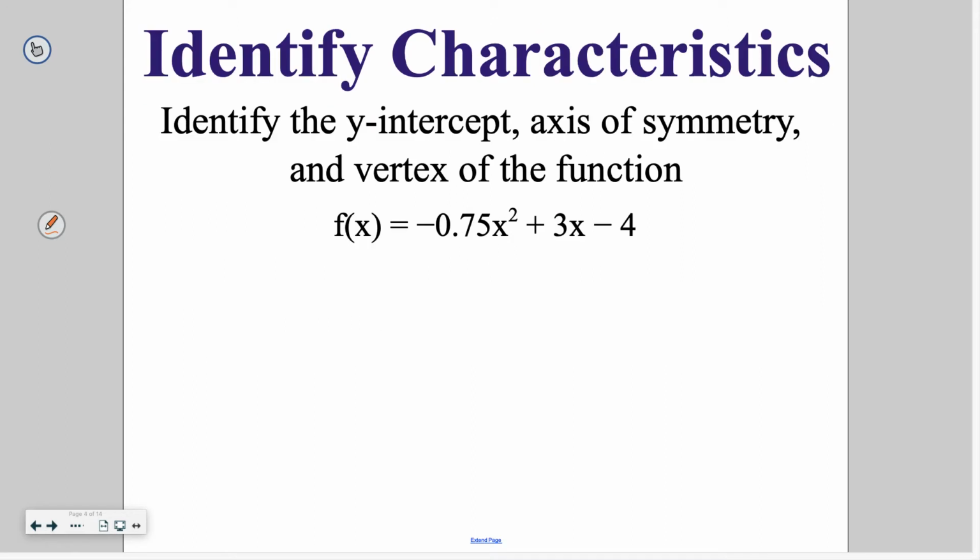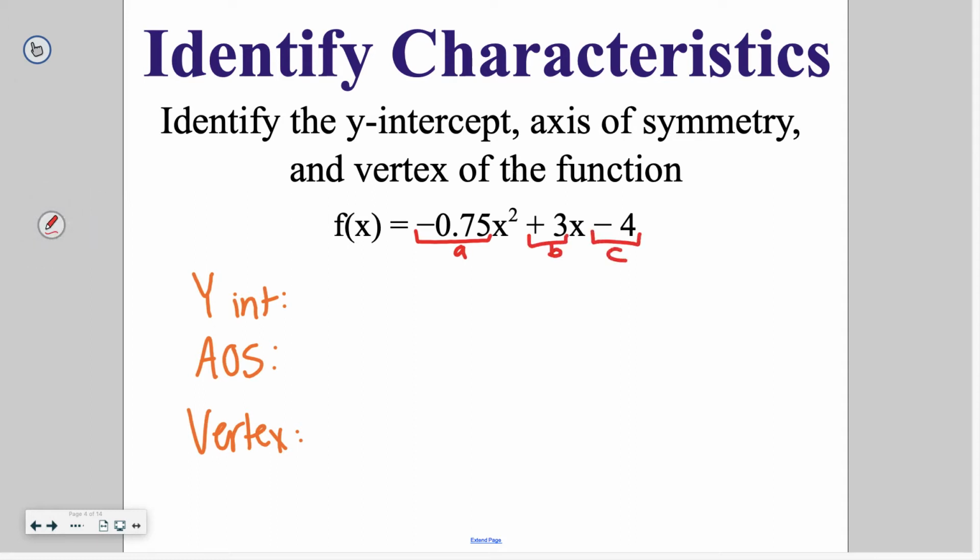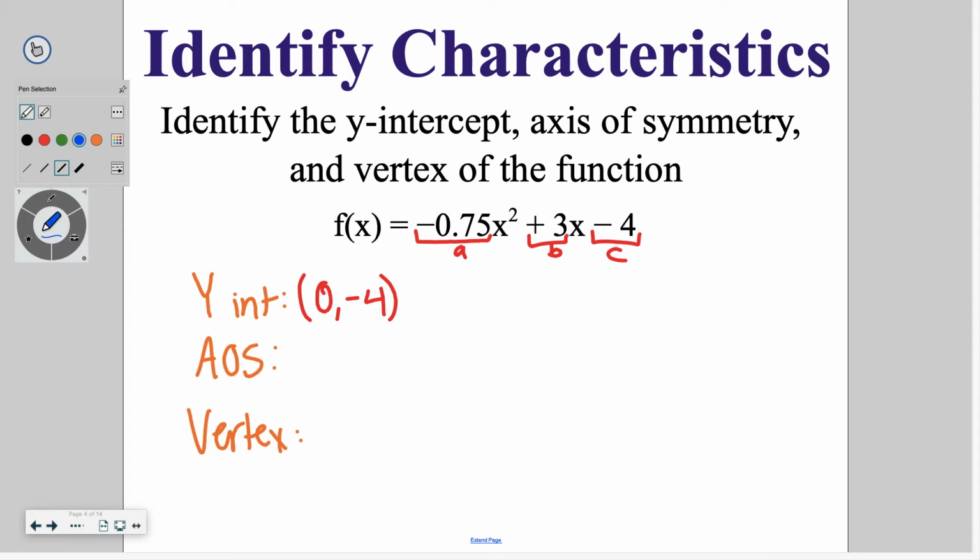So we're going to work on finding those three characteristics, starting with the equation negative 0.75x squared plus 3x minus 4. So we're trying to find the y-intercept, the axis of symmetry, and the vertex. One thing you may want to do until you get in the habit of just being able to recognize them is you may want to actually mark what your A, your B, and your C values are so that you remember what they are. Now our y-intercept is 0, c, so in this case it's going to be 0, negative 4.